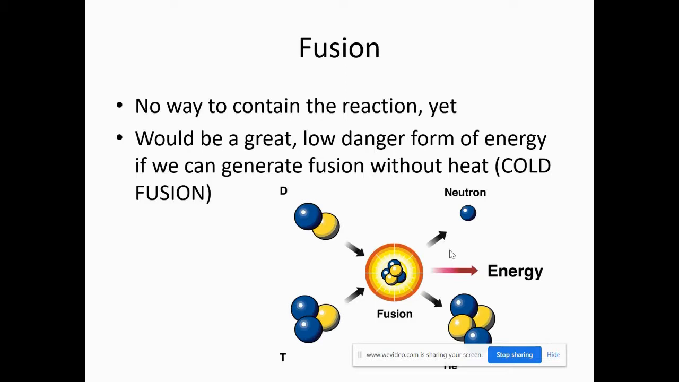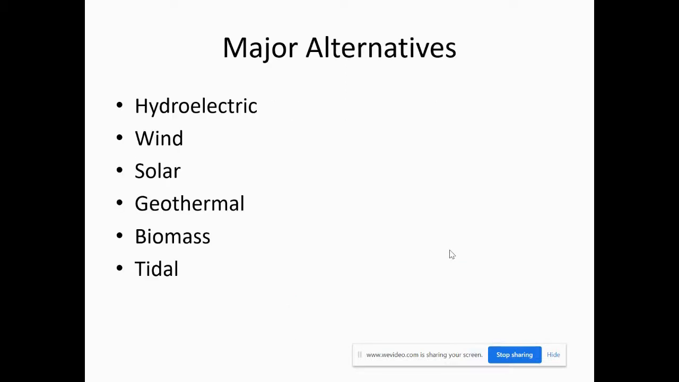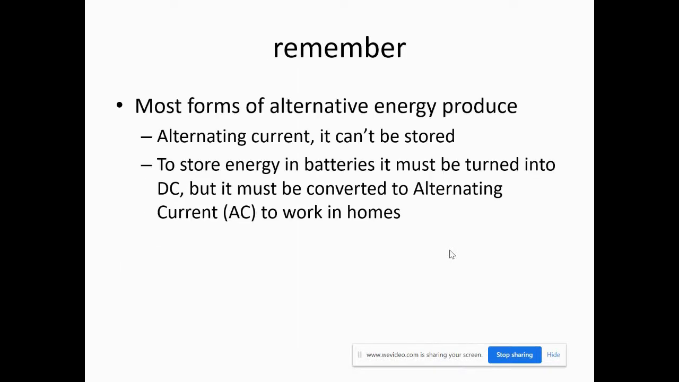So fusion is not an option. So don't mention fusion because it's talking about like the fairy tales of science that we just don't have. It's important to talk about the alternatives. So let's go through them. Most forms of alternative energy produce alternating current, and it can't be stored. To store energy, you've got to put it in batteries. And a generator produces alternating current.